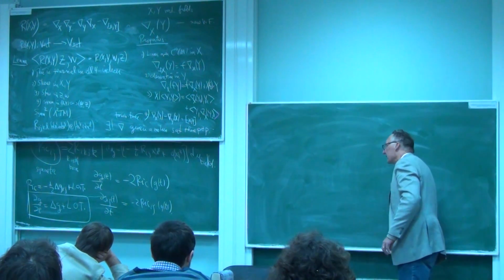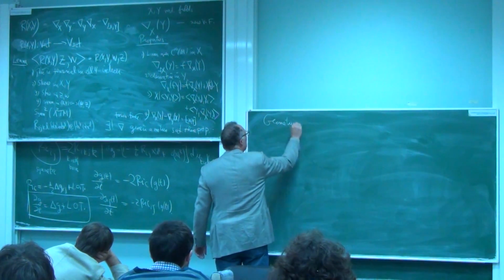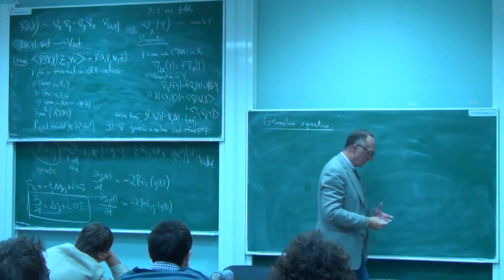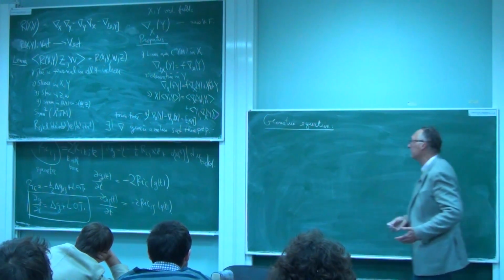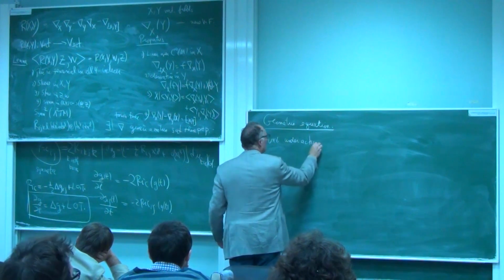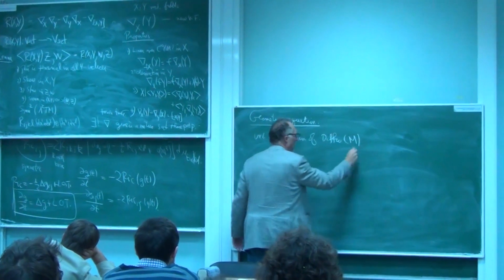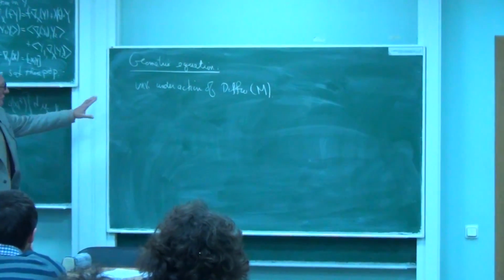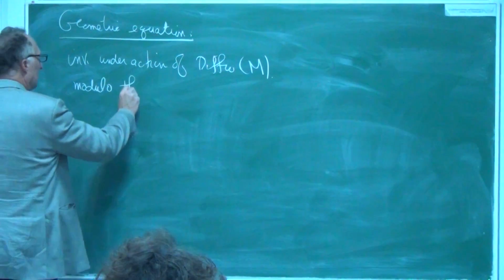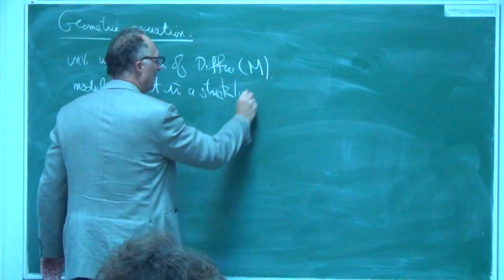All right, so let me say a little bit about this equation. First of all, this is a geometric equation. That is to say, there are two ways to think about it. One, it's independent of the coordinates we use to write it down, or it's invariant under the action of the diffeomorphism group. Okay. But modulo this large gauge action, it is a strictly parabolic equation.